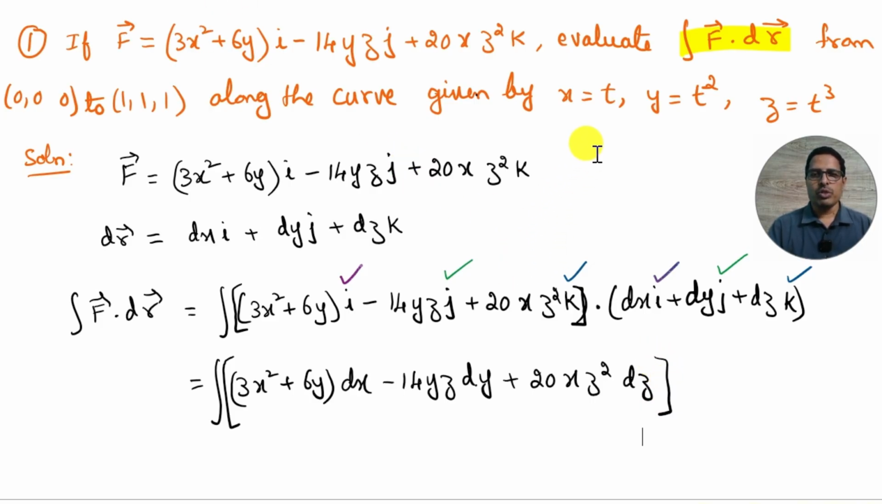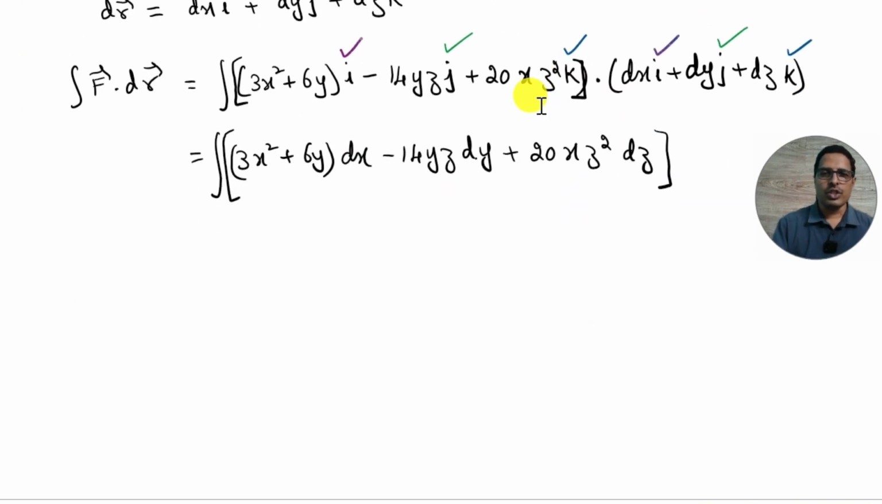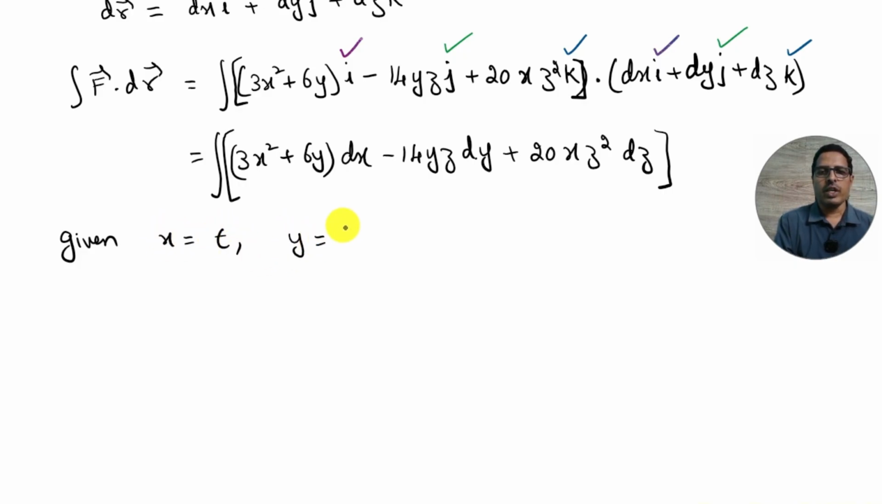But if you try to observe in the question, the values of x, y and z are given in the form of t. So I have to express this integral completely in the form of t. So let us try to see what is given to us. Given to us, the value of x is equal to t, the value of y is equal to t square, and the value of z will be equal to t cube.